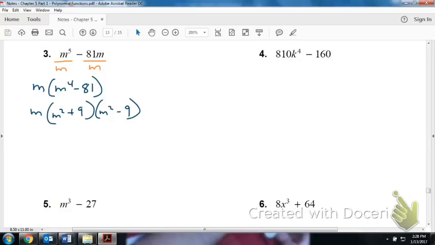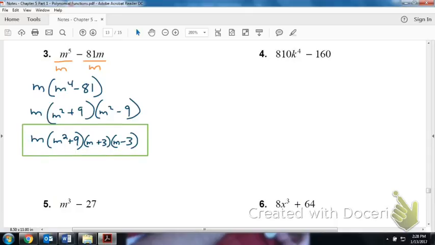So everything else just gets brought down. M squared plus 9, that's supposed to be a 2. Let's just clean that up completely. M squared plus 9. And then two things that multiply to the left are m and m. Two things that multiply to the right are positive 3 and negative 3. So our answer is m times m squared plus 9 times m plus 3 times m minus 3.